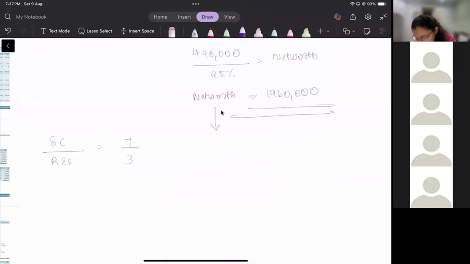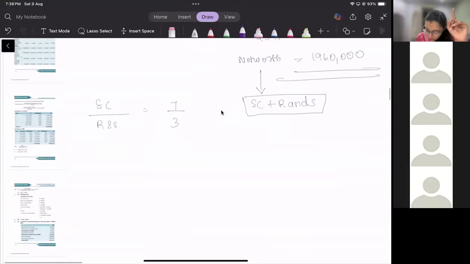What is actually this net worth? Net worth is basically shareholders' fund. If we pay off all our assets and all our liabilities, whatever is left is known as net worth. So what is the net worth for a company? It is share capital plus reserves and surplus. So this 19,60,000 includes share capital as well as reserves and surplus.